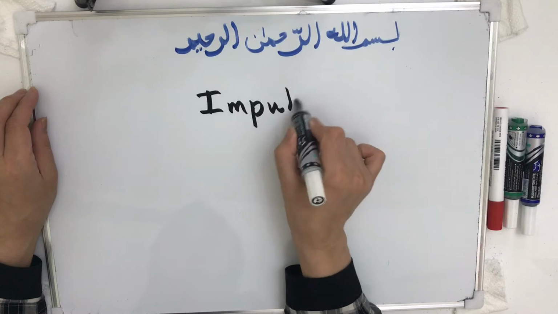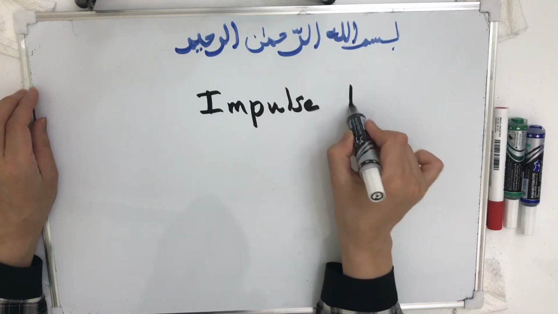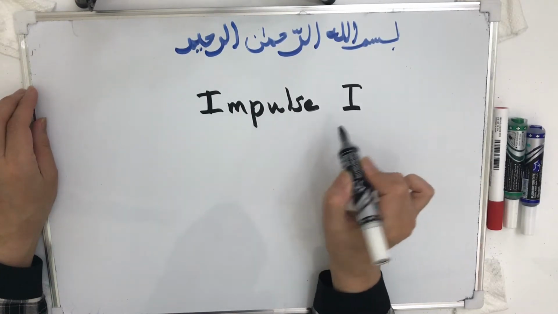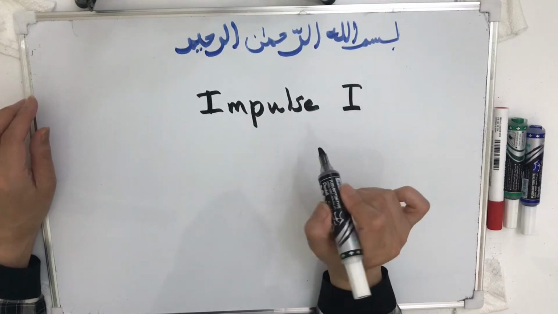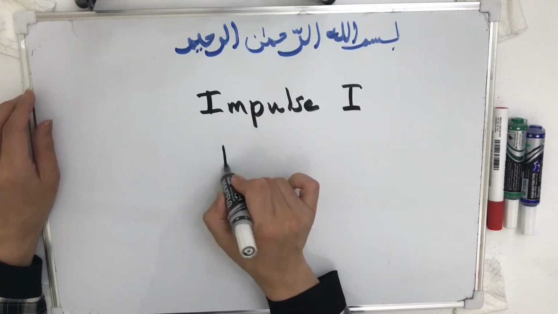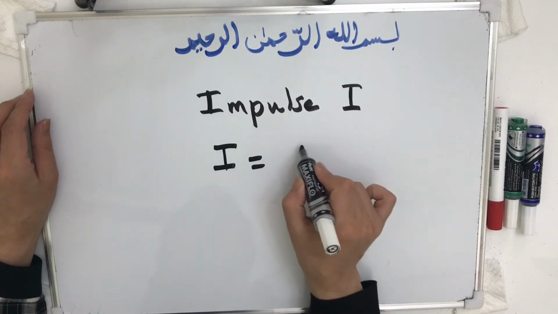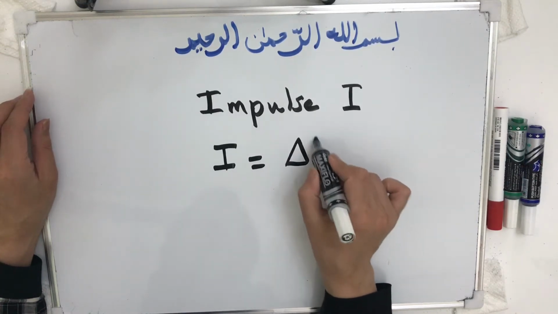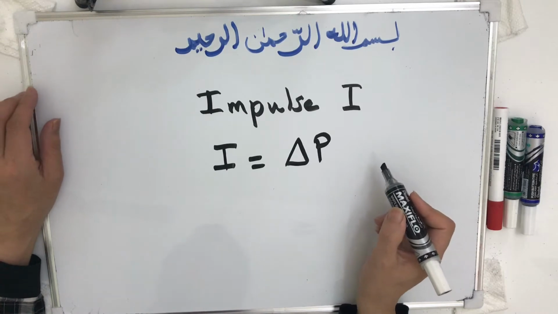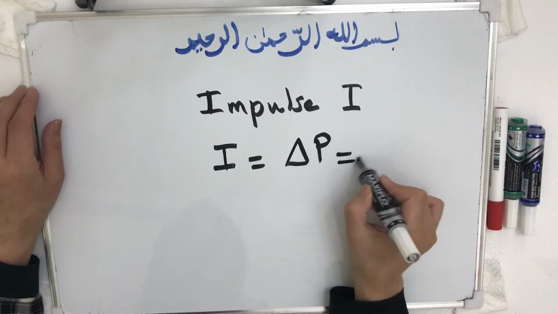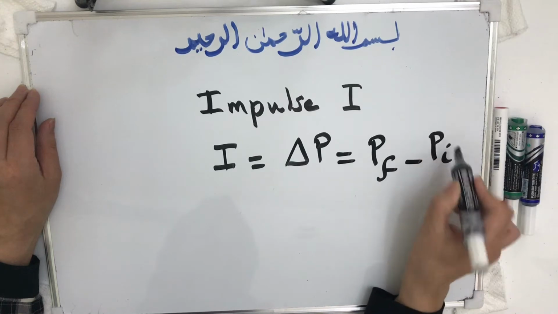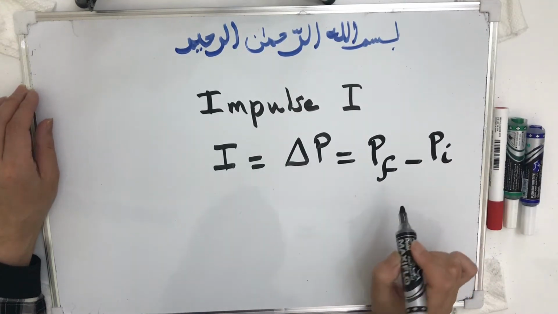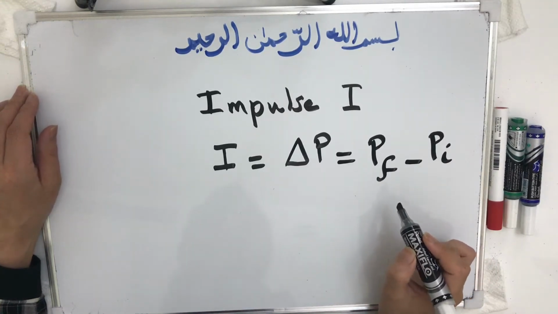Impulse, we use the letter I in physics, which is also used for current. I apologize about that. So impulse, I, is just the change in momentum, it's delta P. So it is P final minus P initial. Okay, so that is the impulse.